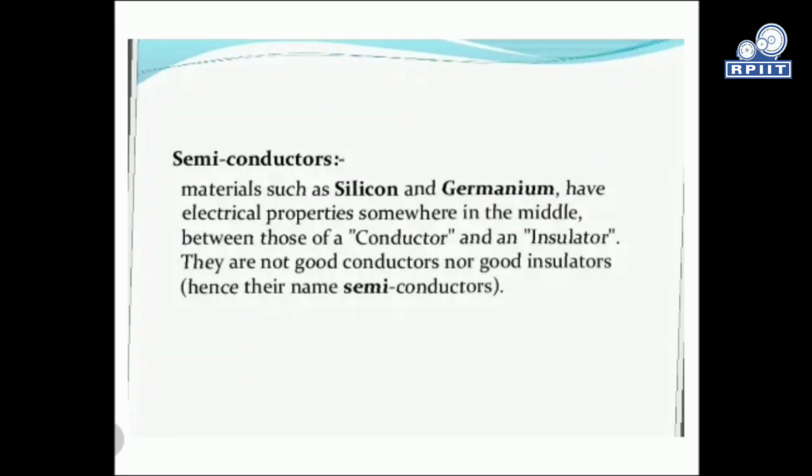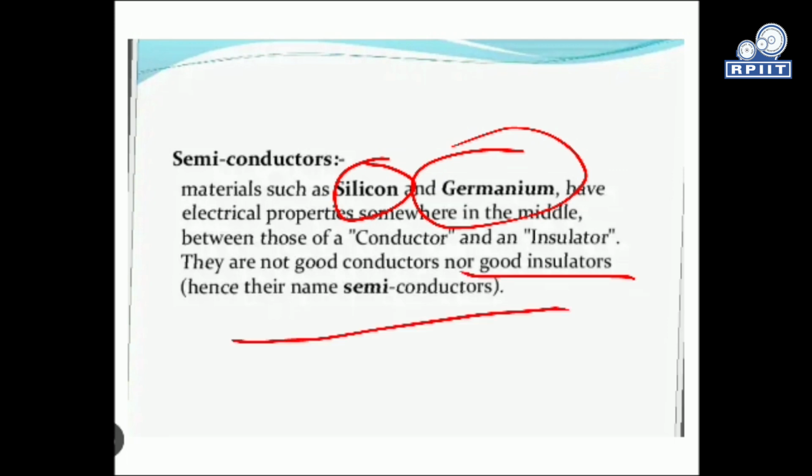Now the next is the semiconductor material. These materials have properties in the middle between conductors and insulators. They are partially conducting, so they have some resistance to the electron flow, or some conduction of the electron flow. Examples of these materials are silicon and germanium. They are not good conductors and not good insulators, so that's why their name is semiconductors.